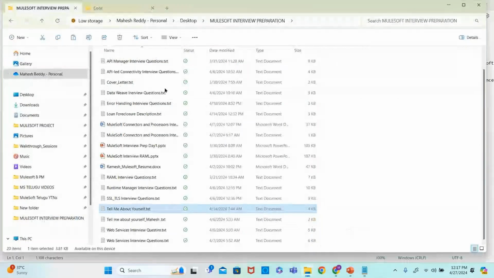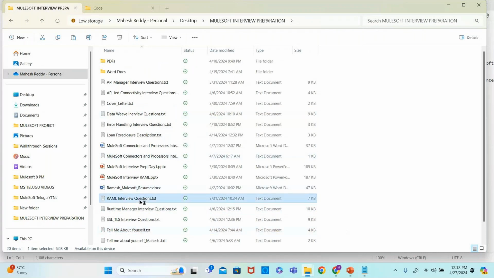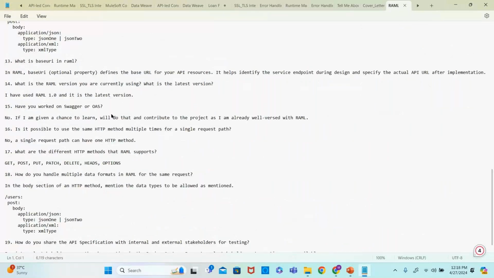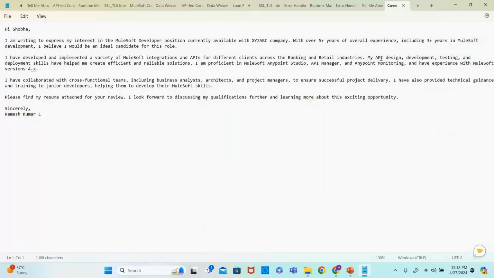For example, I'll go to the RAML interview questions. See here, we have almost 19 questions. For each and every question we have an answer clearly written. This way, we'll be providing you a PDF for all the interview question and answers, section by section. It's not all mixed up. Section by section, we'll discuss all the questions in a proper manner, and then you'll be able to get ready for that.